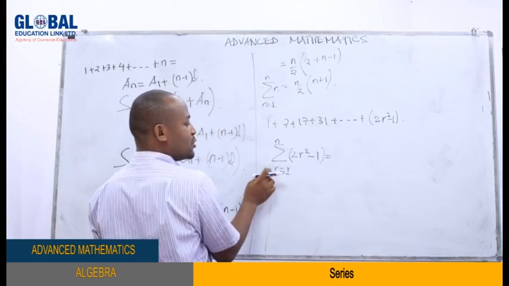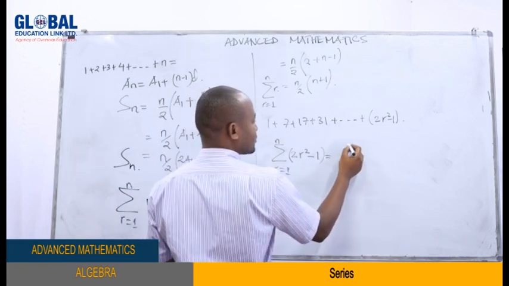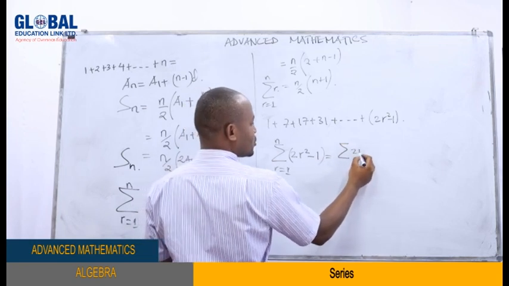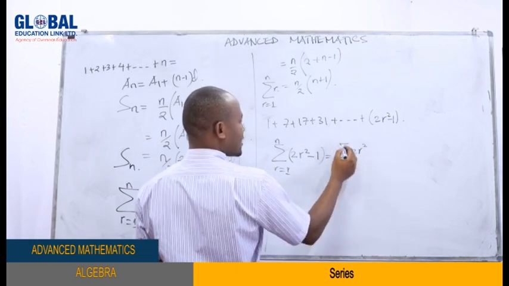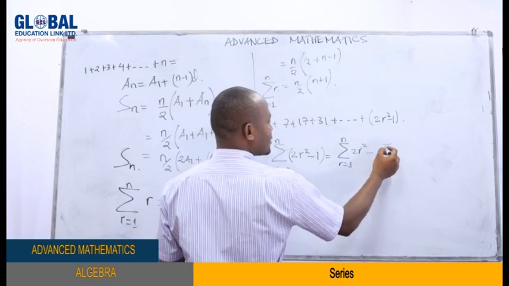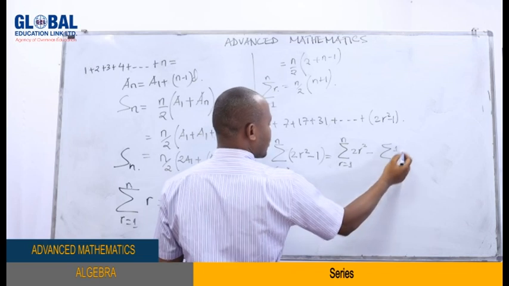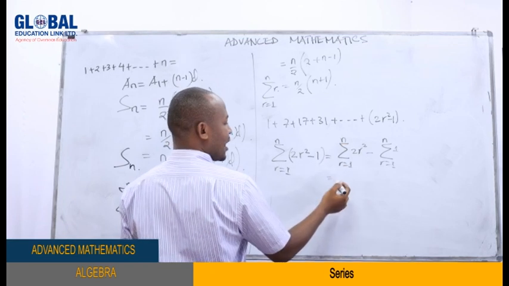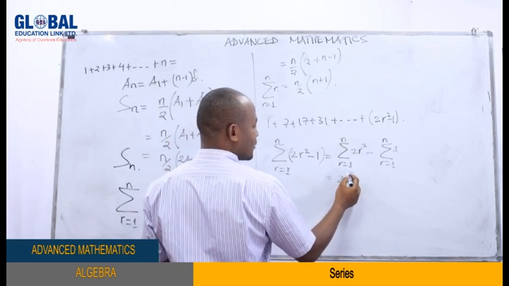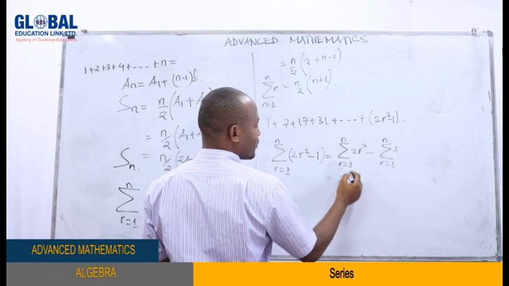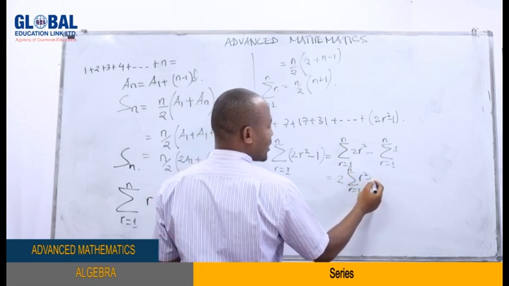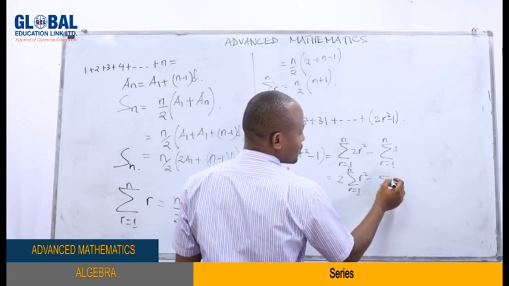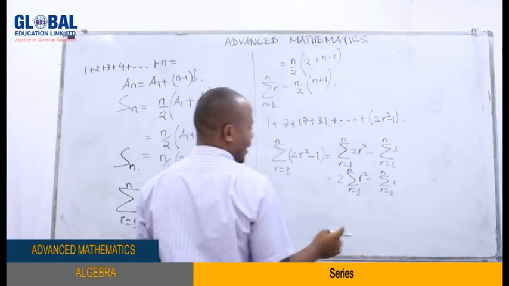Let's open the bracket by the use of sigma. Now we shall have the summation of 2r square, r is equal to 1 to n, minus the summation from r is equal to 1 to n. Now 2 is coming out of the sigma notation. That means we are going to have 2 times the summation from r is equal to 1 to n of r square minus the summation of r is equal to 1 up to n of 1.